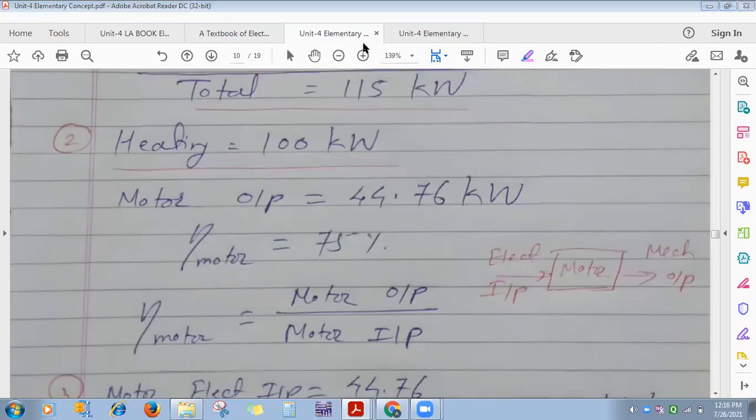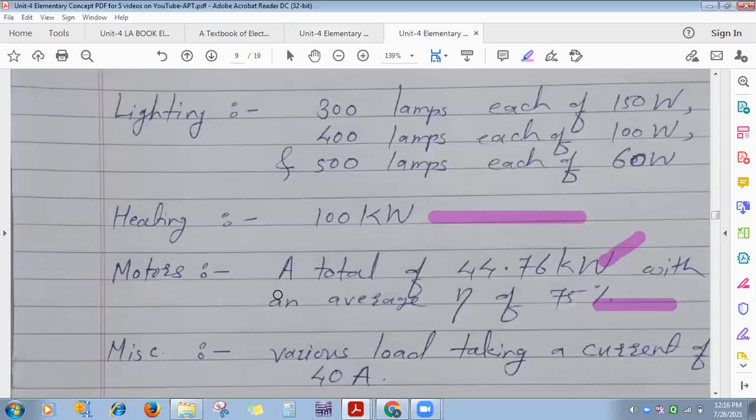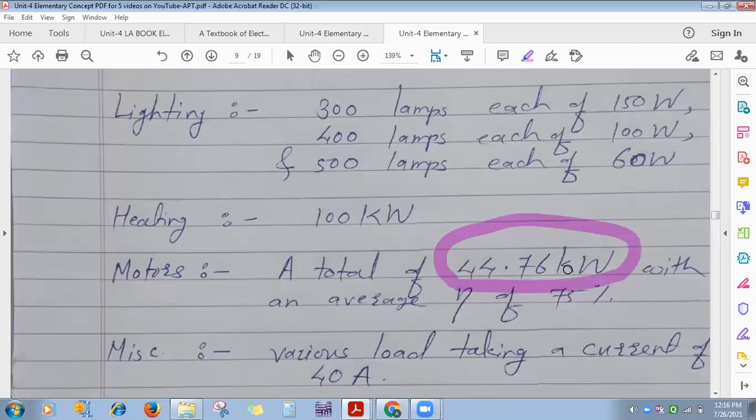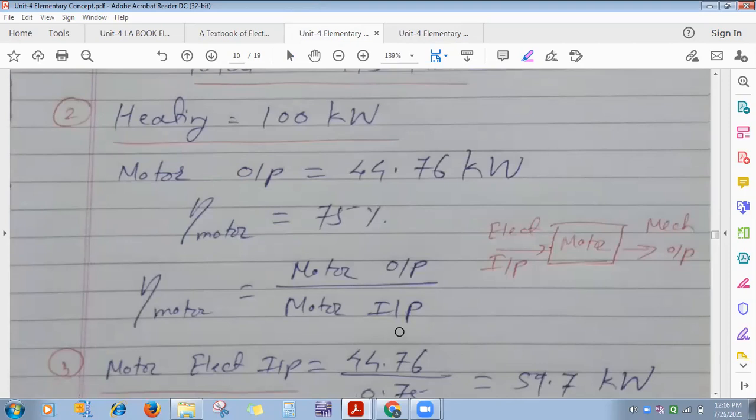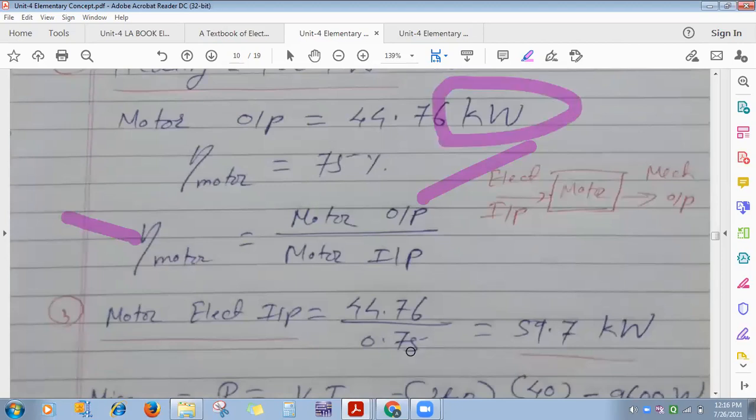So the power output is given to you here. What is given? Motor of 44.76 kilowatt, the motor specification given in kilowatt, and you have to consider it as output power, with an efficiency of 75%. So output power you know, and efficiency you know. The efficiency formula for any equipment, all of you know: output power upon input power. If output is in kilowatt, then input you will also get in kilowatt. Can you calculate input? Any difficulty? No, ma'am. Okay, we got the input in kilowatt for the motor.